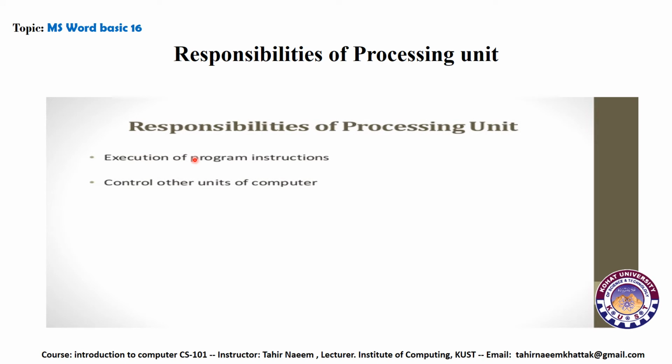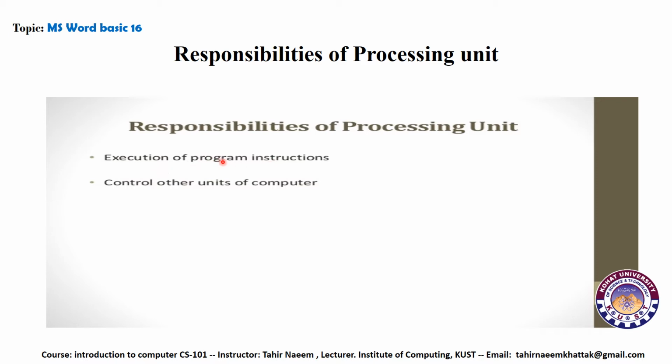Responsibility of the processing unit. When the data reaches the processing unit, then processing, as we have seen in the previous slides, a processing unit consists of mainly two parts: the arithmetic logic unit and the control unit. The control unit controls the overall flow of instructions and data, while the arithmetic and logical unit performs the basic operations.